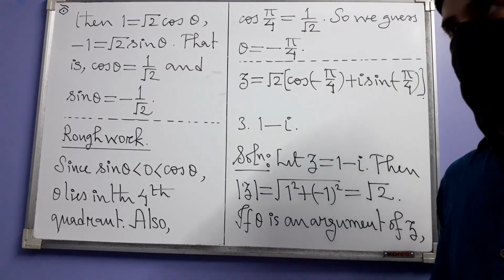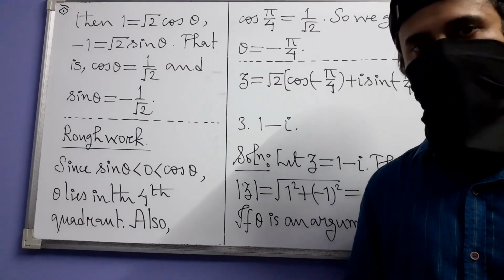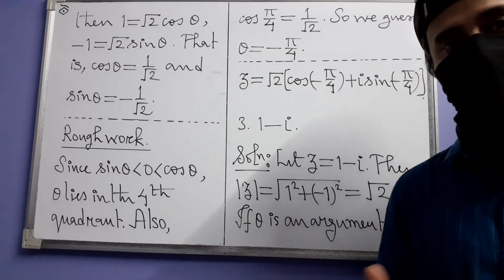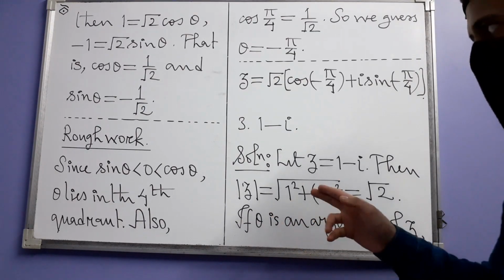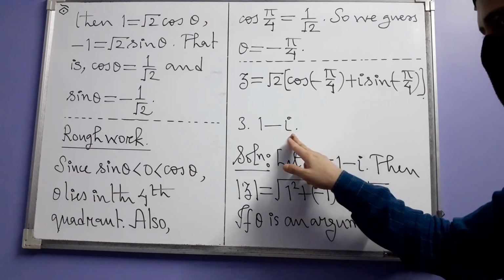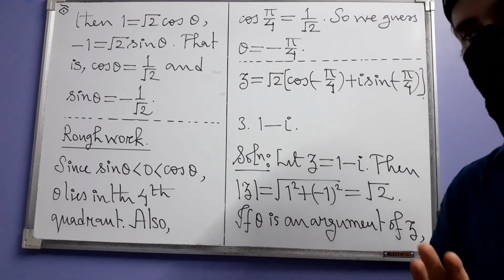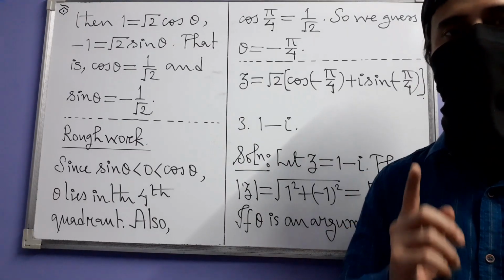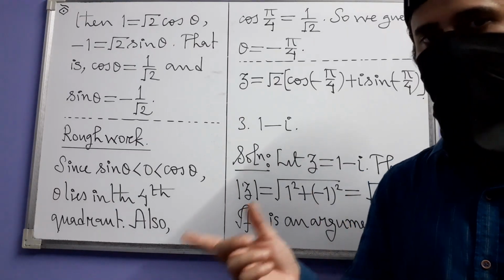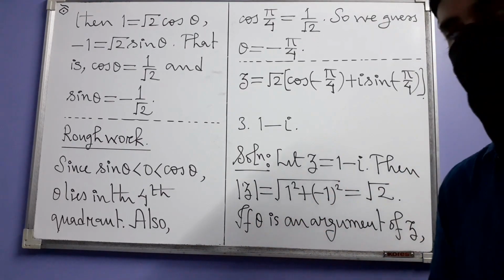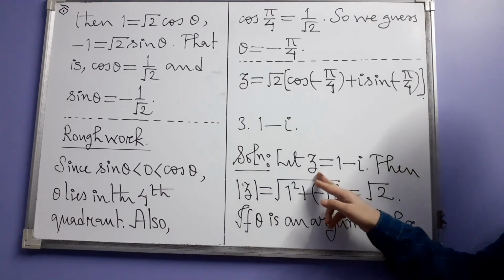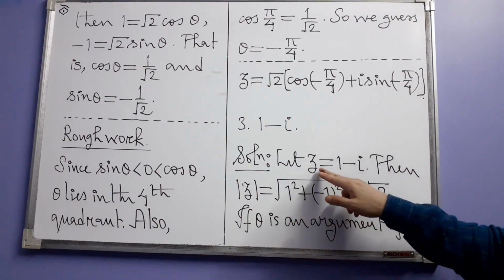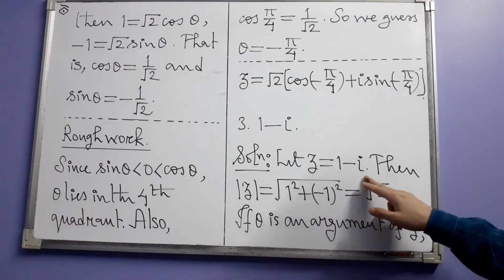In number 3, and actually in the remaining exercises, the given complex numbers have to be expressed in polar form. So in the third one, the complex number is 1 minus i. The procedure is the same. In this case, you don't even have to find all the arguments. Just one argument is enough for you to write the complex number in polar form. So first we give the complex number a name. We call it z. z is 1 minus i.